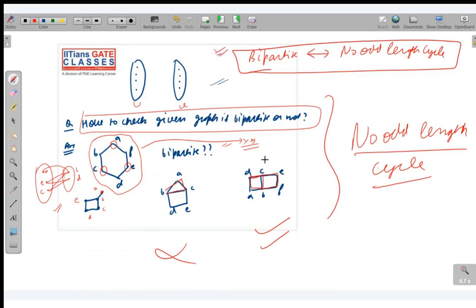And how will you remember them? Keep on revising again and again, and try to solve more and more questions of GATE. You will get the clarity. Okay, so no odd length cycle, that means bipartite.